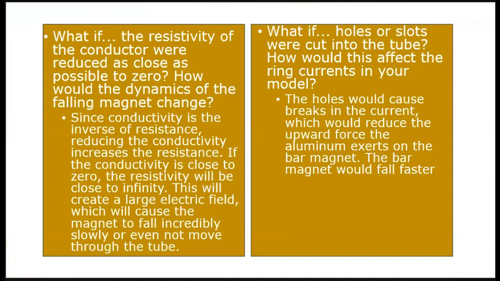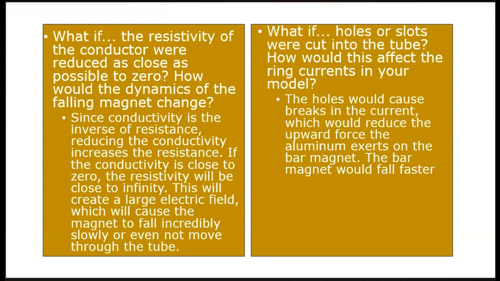What if the resistivity of the conductor were reduced as close as possible to 0? How would the dynamics of the falling magnet change? Since conductivity is the inverse of resistance, reducing the conductivity increases the resistance. If the conductivity is close to 0, then this will cause the resistance to be close to infinity. This will create a large electric field, which will cause the magnet to fall incredibly slowly or even not move through the tube. Thus, if we reduce the resistivity to 0, then it would fall incredibly fast.